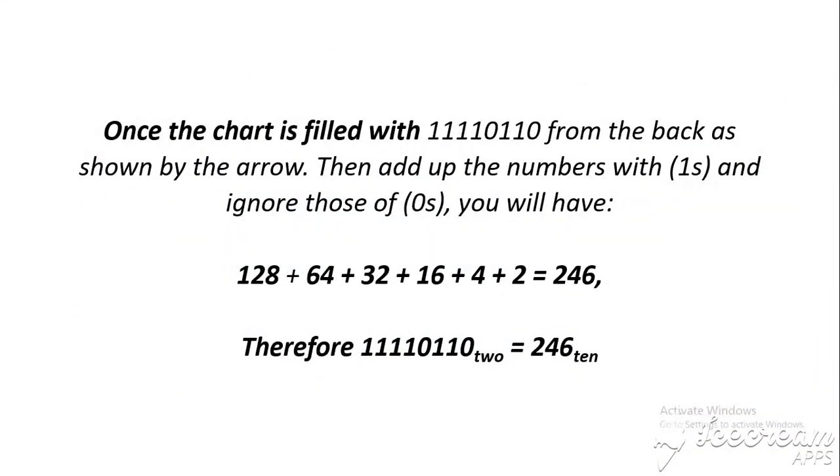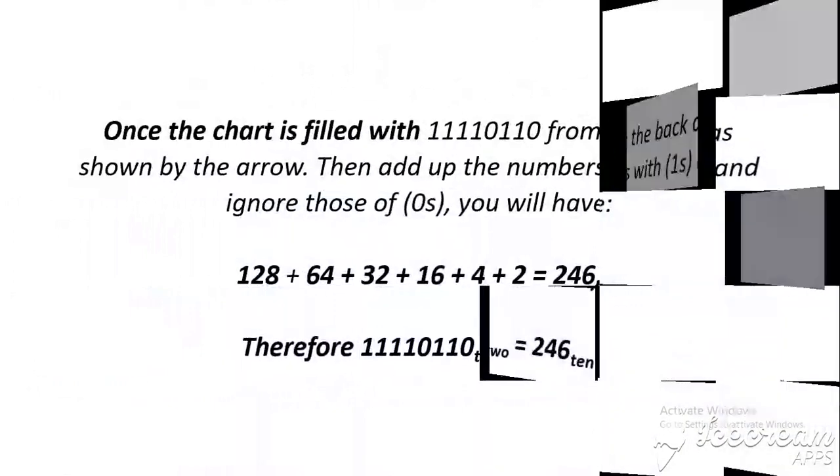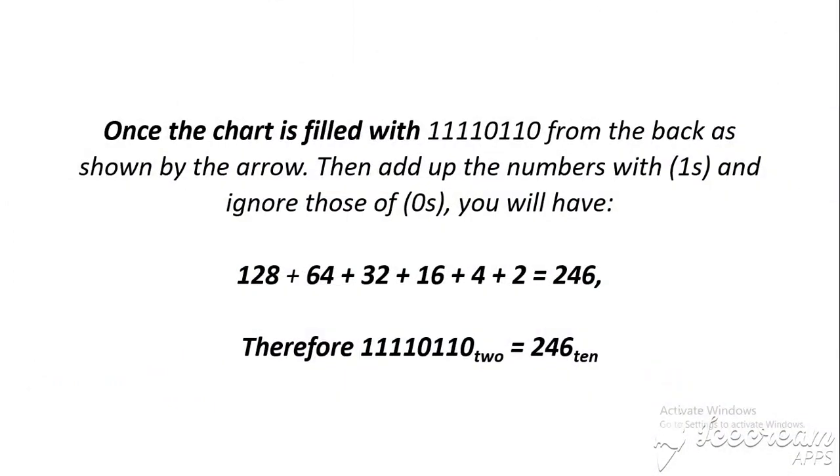So once the chart is filled up from the back as shown by the arrow, I hope you can remember the arrow. Good. Then add up the numbers with ones and ignore those with zeros. You will have 128 plus 64 plus 32 plus 16 plus 4 and plus 2 to give you 246, and that gives you the final answer for the equivalent binary to base 10.